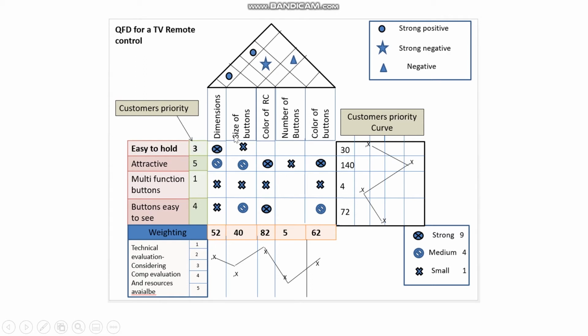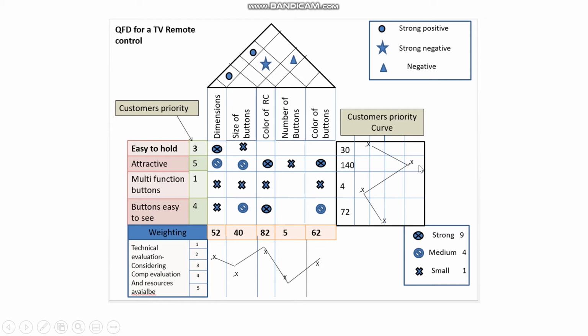Similar to that, here you multiply 3 with 1, 5 with 4, 1 with 1, 4 with 4. Then you add. Then after that, we have to make the customer priority curve. You see here, this is 72. Here I have started. Then it goes 4 less. Then again it peaks, that means 140, and it comes down to 30.